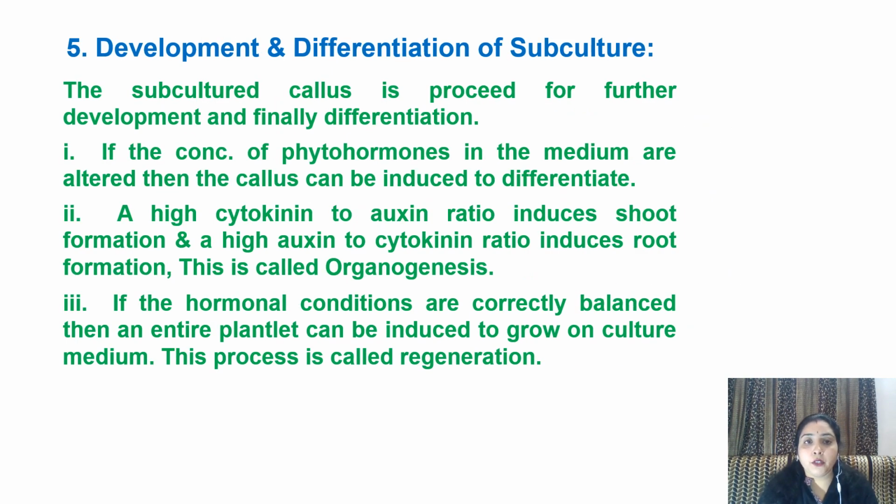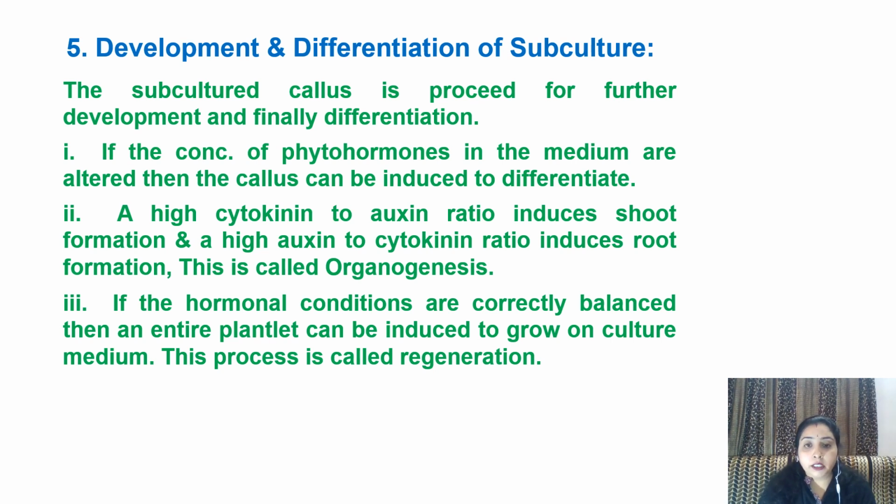Development and differentiation of subculture. The subcultured callus is processed for further development and differentiation. If the concentration of phytohormones, that is auxin, gibberellin, cytokinin, are altered, then the callus can be induced to differentiate. A high cytokinin to auxin ratio induces shoot formation. That means if the concentration of cytokinin is high, shoot will form first. And a high auxin to cytokinin ratio induces root formation. That means if auxin is high in concentration, then it will produce root first. This is known as organogenesis.